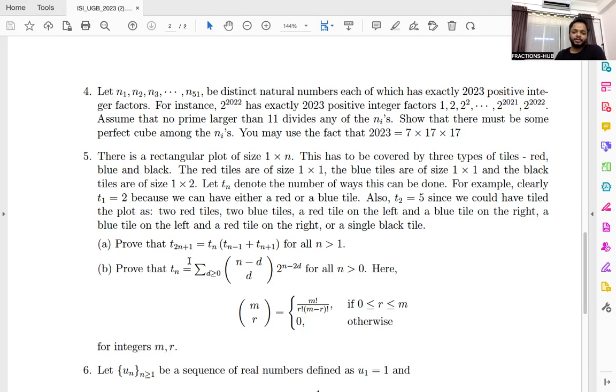The first part says that T2n plus 1 is equal to Tn times Tn minus 1 plus Tn plus 1 for all n greater than 1. This is what we have to prove. So let's go to the whiteboard.